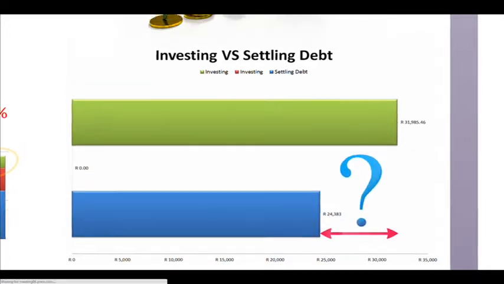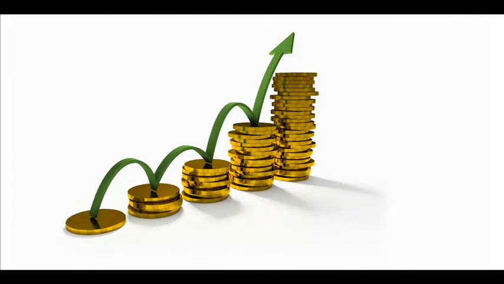But why is this so? The simple answer is compound interest. When we reduce the capital value of the debt, all we did was reduce the base value that the 12% interest was calculated from. However, when we invested 20,000, we benefit from compound growth, which is basically growth on growth on growth.